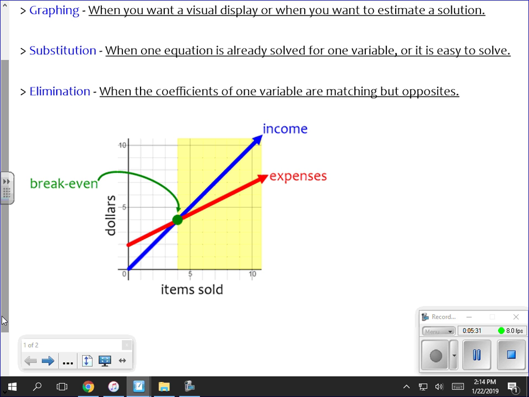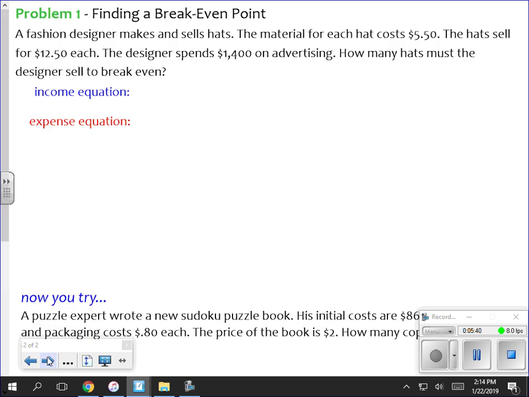So it's important when you're doing business, no matter how big or small. If you're doing any kind of making and selling, you want to know where you're going to make money and when you're not going to make money. Okay. So let's do a couple of applications.